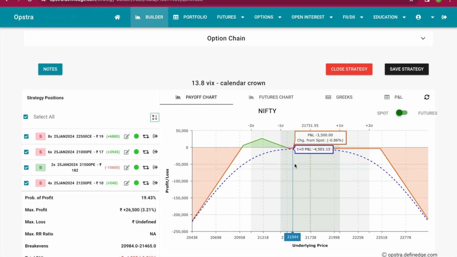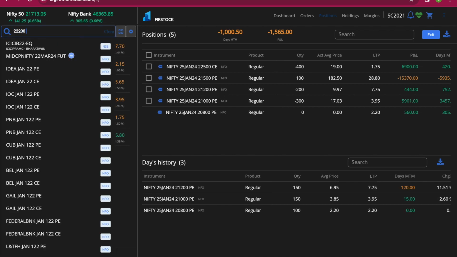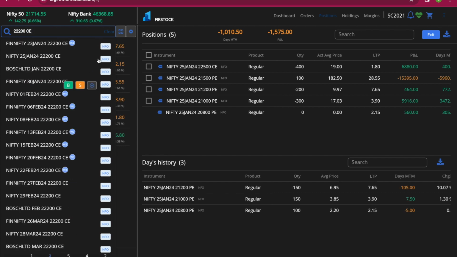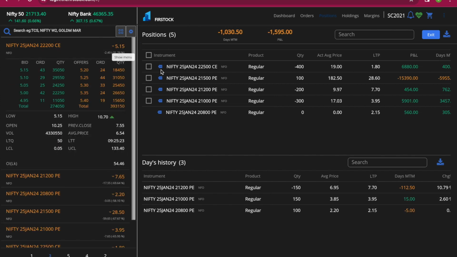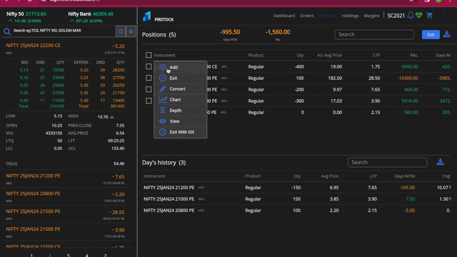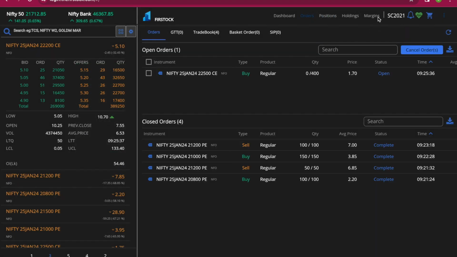What I can do is probably cut my losses, because I don't think even at the lower end the market is going to go anywhere. What we can do is completely move to 21,200 PE and 22,200 CE. Let's check what is the going rate for the same. Okay, so that is the 5 rupee option. What we can do is come ahead. At 1.7, you can completely exit this. You can buy this at 1.7, and let's observe.